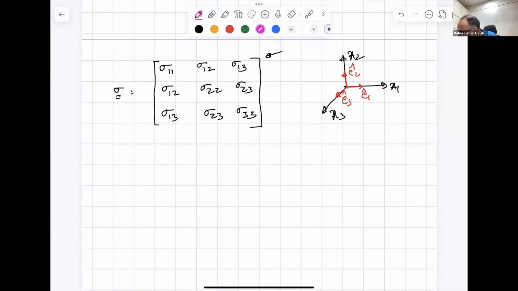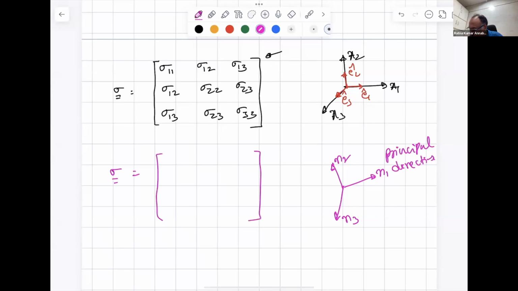Now, if your basis vectors are say N1, N2 and N3, these are all principal directions, let us say. Because we said the principal directions are orthogonal to each other, now I can choose my principal directions as my basis vectors. If I choose the principal directions as basis vectors, then I can write my stress tensor in that frame of reference. Can I do that or not? I can choose this frame of reference or that frame of reference. That is up to me, isn't it?